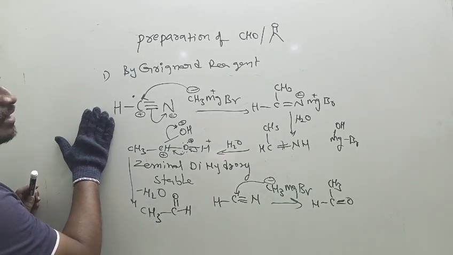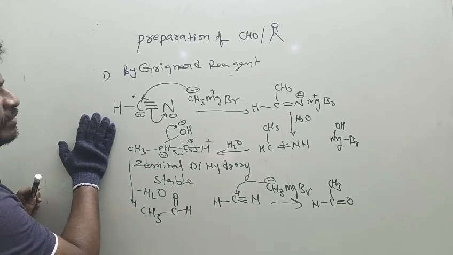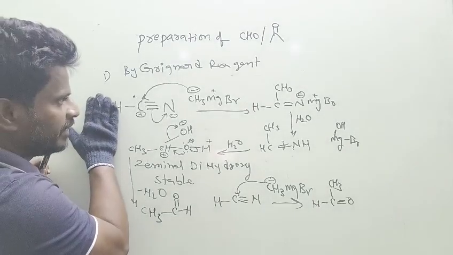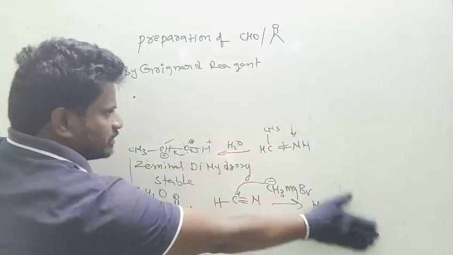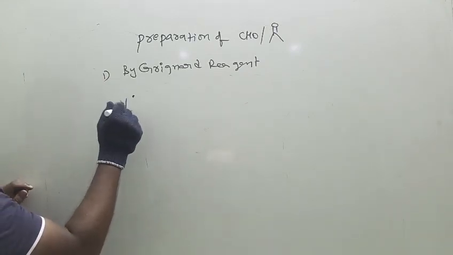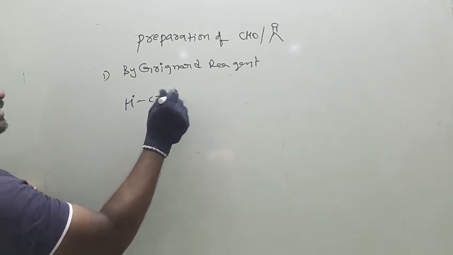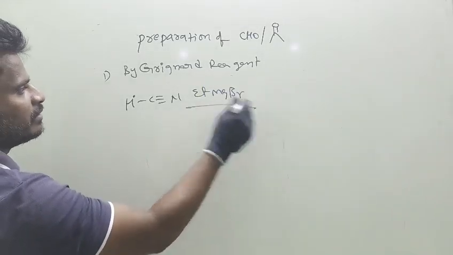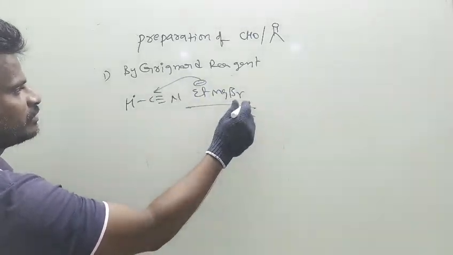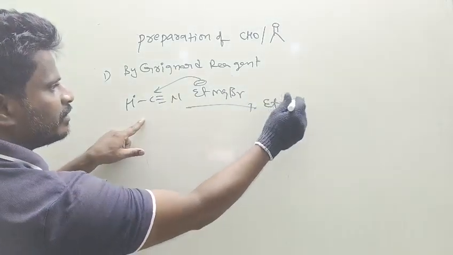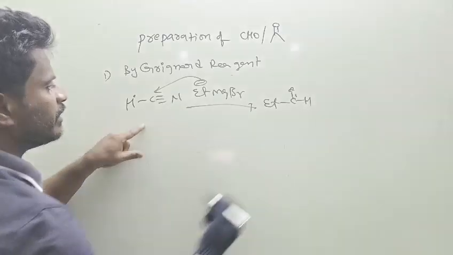This is the Grignard reagent reaction for the preparation of aldehydes. And next we can prepare ketones also. So what about the final equation? Hydrogen cyanide reacts with ethyl magnesium bromide. This ethyl minus is substituted to carbon and this part is converted to an aldehyde. We can get propanaldehyde.